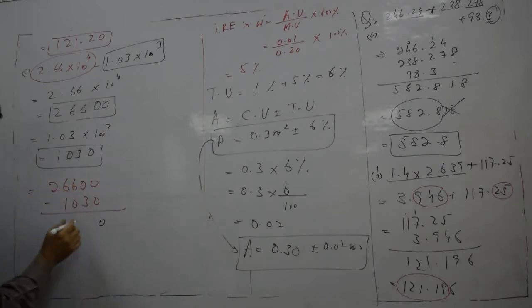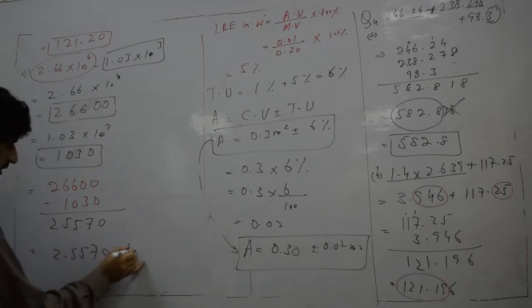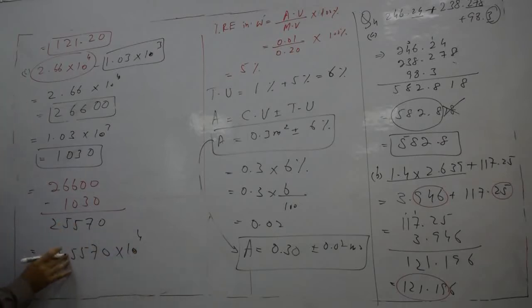So it will be 7, it will be 5, it will be 5 plus 2. Okay, this is the answer for subtraction. Now convert this figure into scientific notation. So 1 2 3 4. So it is 2.5570 into 10 power 4. That is the answer for subtraction.